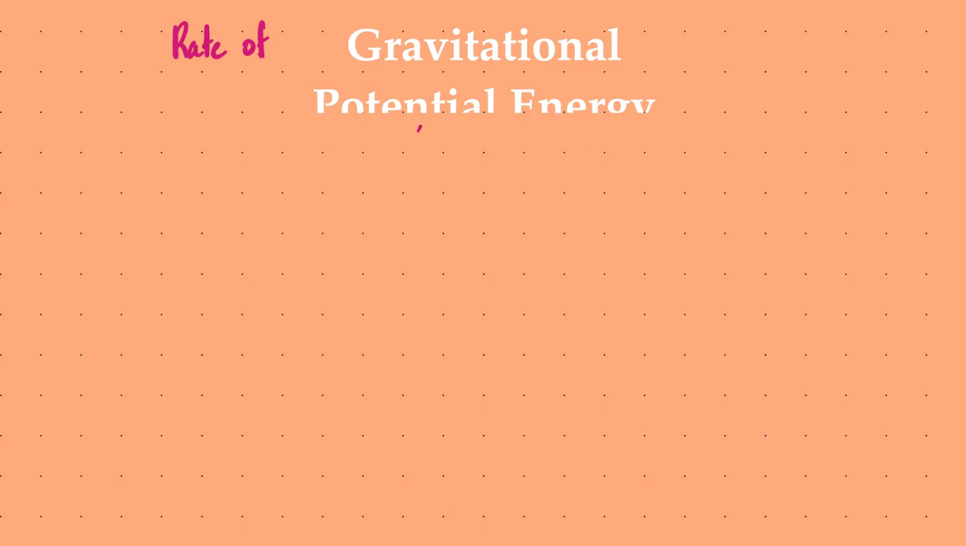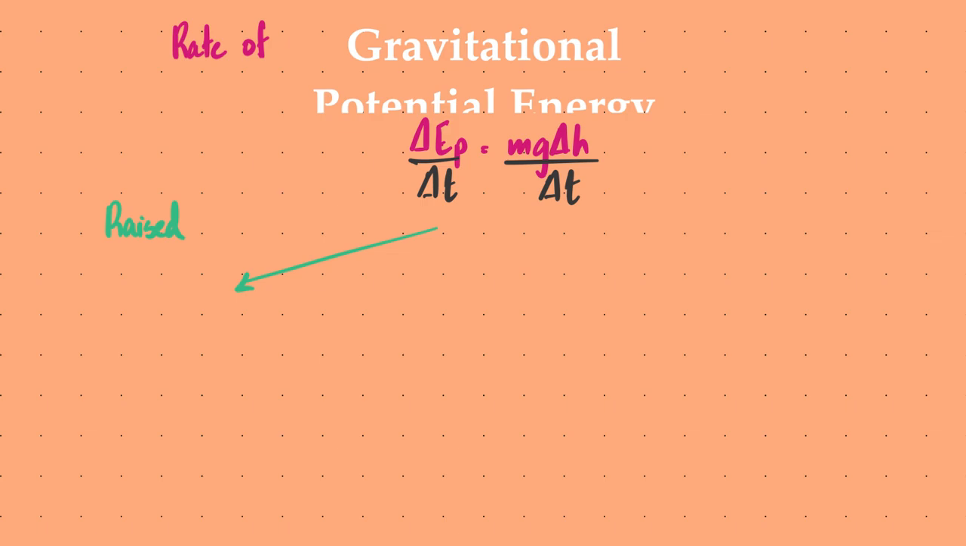So we know that gravitational potential energy, delta EP, is mg delta h. If we're talking about the rate of increase of this, there's just an additional time here. Now this idea can be assessed in one of two ways. One way is for something raised at a velocity, so raised at some constant velocity.